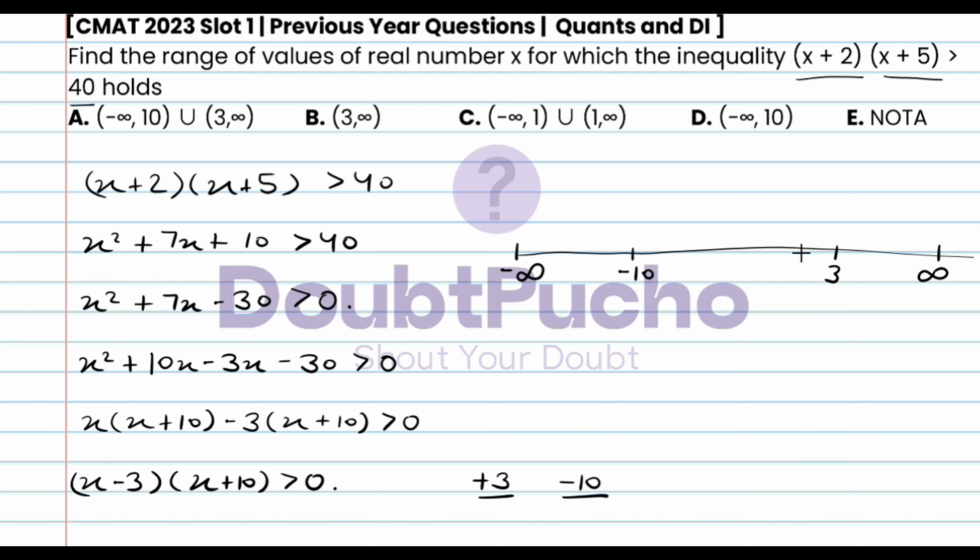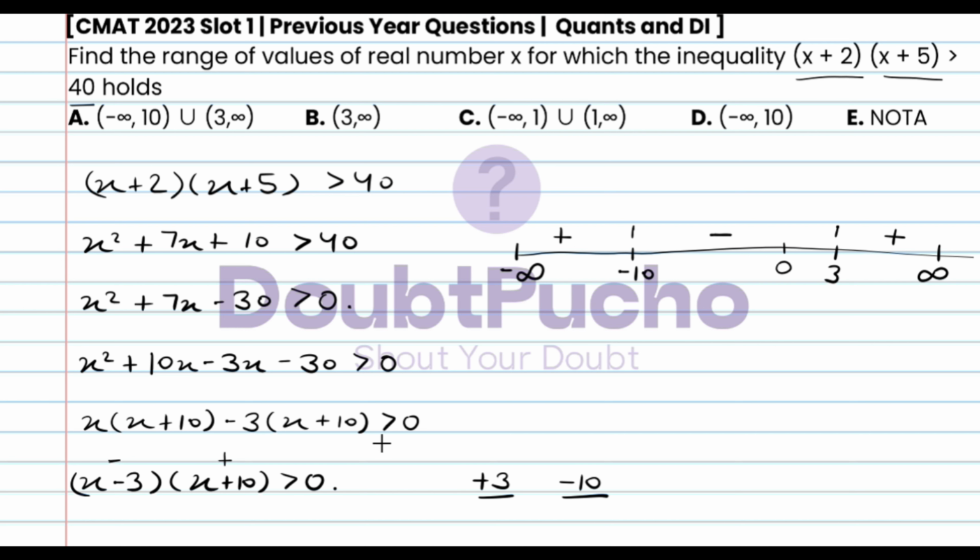So first we are going to see this region from minus 10 to positive 3, and if we pick 0 as one of our coordinates, so let's see कि x is equal to 0 put करने पर क्या outcome आता है. So 0 minus 3 will be minus 3, which is a negative outcome, and 0 plus 10 will be a positive outcome. So negative into positive will be a negative. So this will be a negative region, and going alternatively we can say this is a positive region as well as this is a positive region.